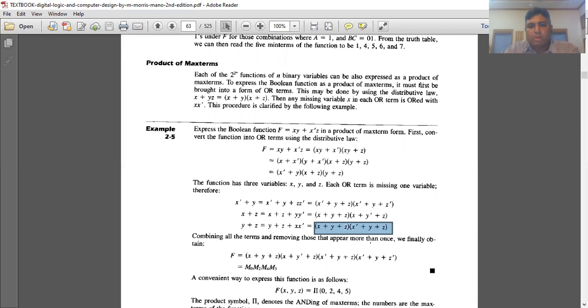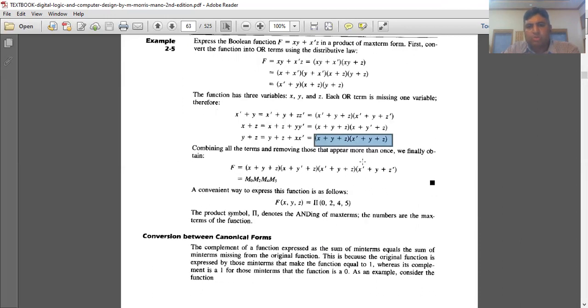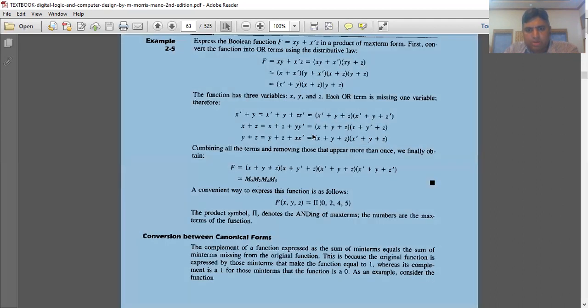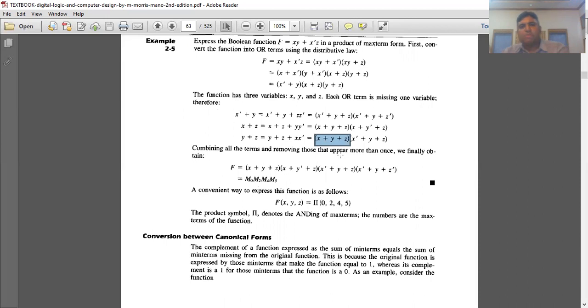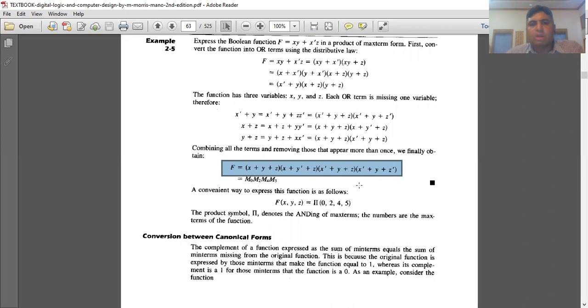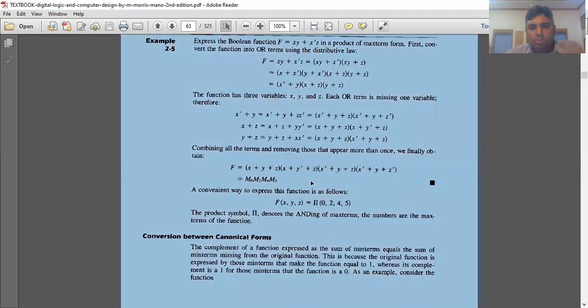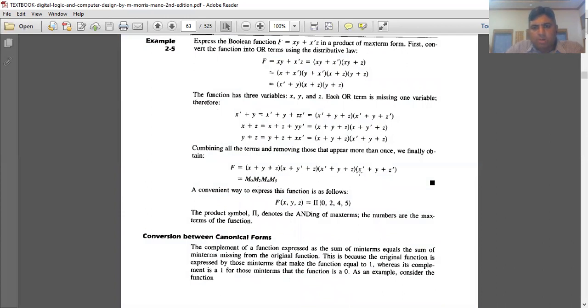Now combining all these terms and removing those terms which appear more than once, you can see that x bar plus y plus z is coming twice, and x plus y plus z is coming twice. The terms which come twice, we will write only once. So combining all the terms and removing the double terms, you will get this function: (x plus y plus z), (x plus y bar plus z), (x bar plus y plus z), and (x bar plus y plus z bar).